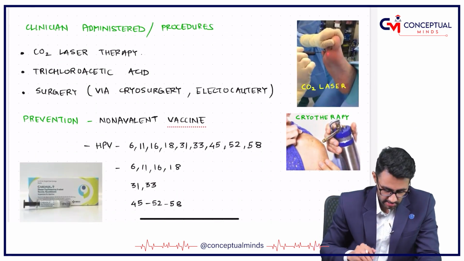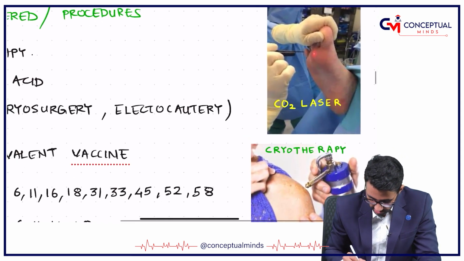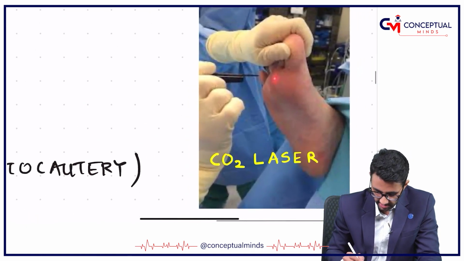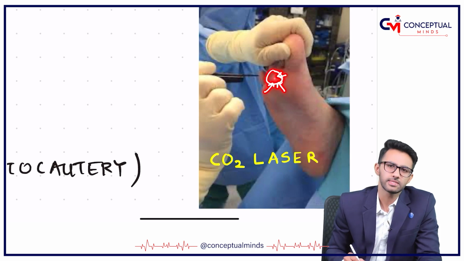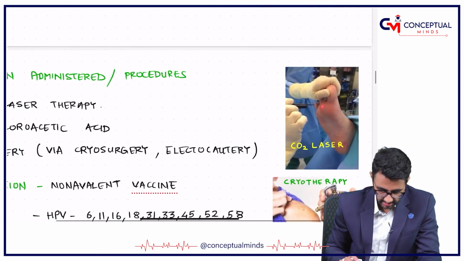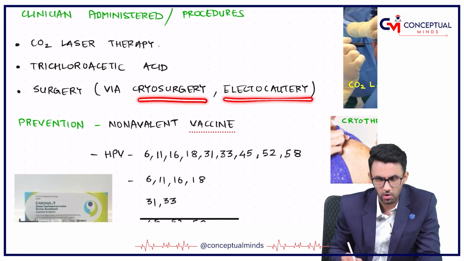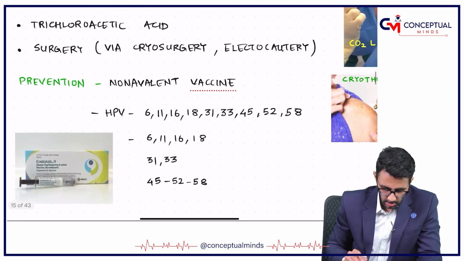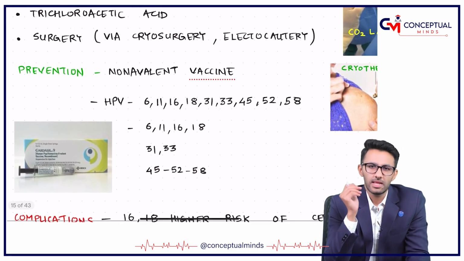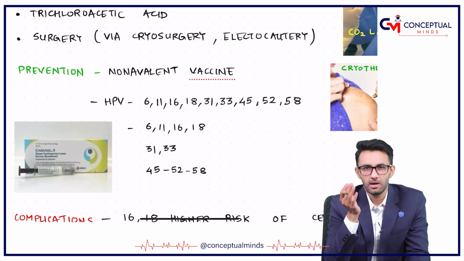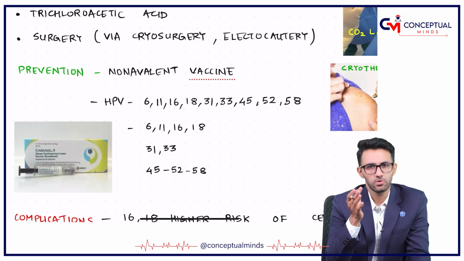What procedures we can do is we can have the carbon dioxide laser, we can perform a laser, and we can just burn and have a complete resection of the wart. And we can also use trichloroacetic acid, and in surgery we can have cryosurgery and electrocautery, which we discussed earlier. So what can we do to prevent it? First of all, we can give some vaccines to the patients.